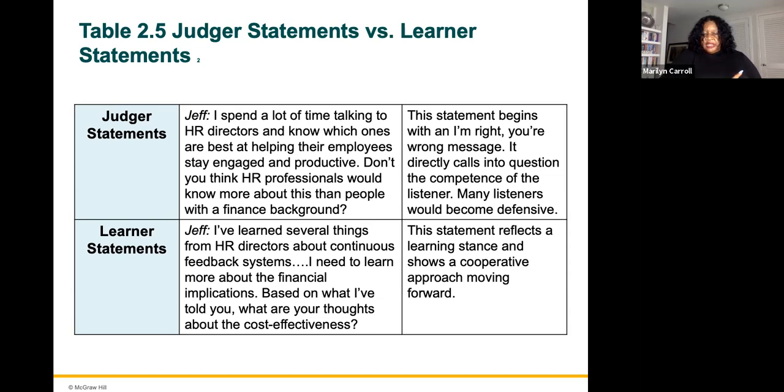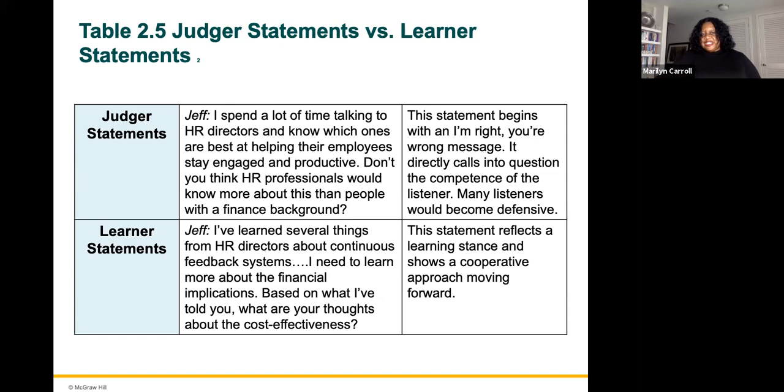Now, let's listen to Jeff and a learner say, "I've learned several things from HR directors about continuous feedback systems. I need to learn more about financial implications. Now, based on what I've told you, what are your thoughts about the cost effectiveness?" This statement reflects a learning stance and shows a cooperative approach to moving forward.